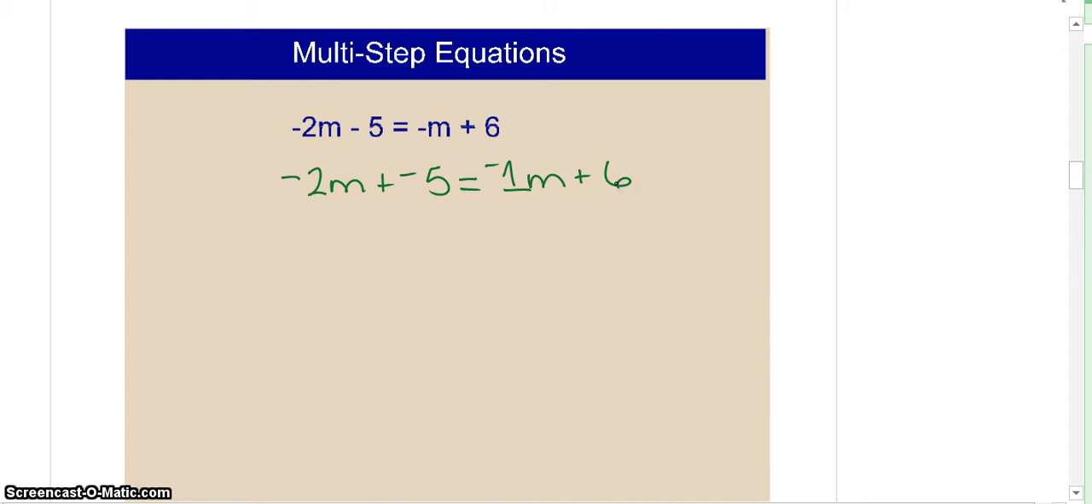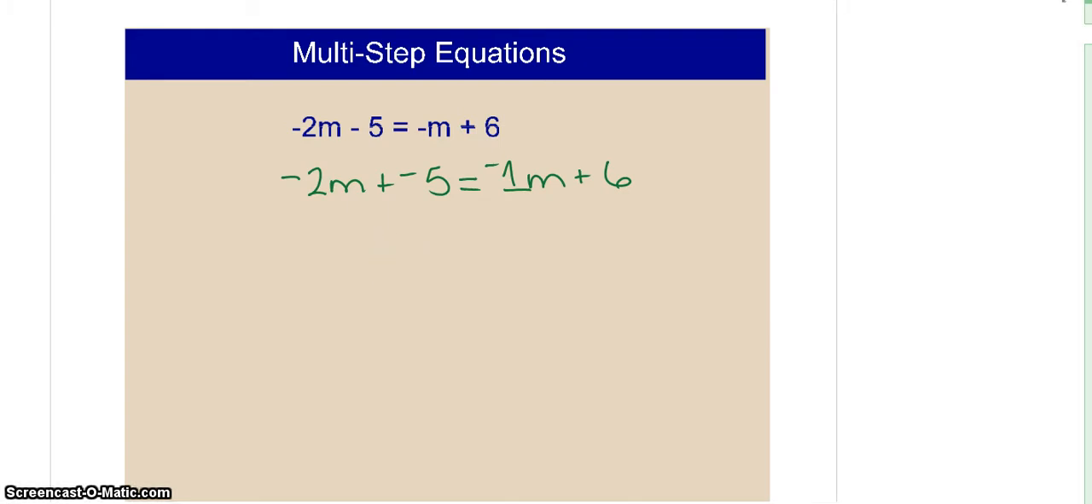Now our goal in solving is to always have all our variables on the left and our constants on the right. If we get our variables on the left, then eventually we'll get the variable by itself, and that will allow us to figure out what the variable is. Now, it really doesn't matter. You could put all the variables on the right and all the constants on the left, but the basic idea is you want variables on one side and constants on the other.